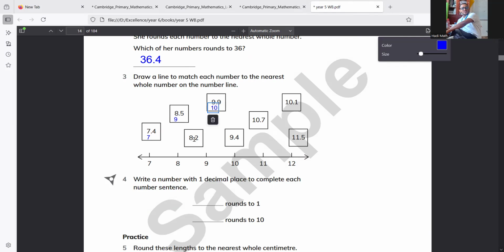This is 8.2. The whole number is 8. After the decimal point, you have 2, so you're not going to add. It's going to be 8. This is 9.4. The whole number is 9. The digit after the decimal point is 4, which is less than 5. You're not going to add. It's going to be 9.